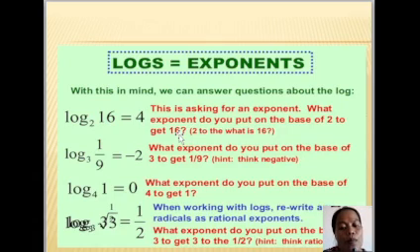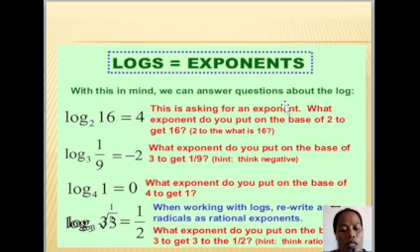Next is logarithm of 1 over 9 to the base 3 is equal to negative 2. What exponent do you put on the base of 3 to get 1/9? Hence, we have to think negative since 1/9 is a fraction. So we have 3 to the power of negative 2 is equal to 1/9. And here, logarithm of 1 to the base 4 is equal to 0. What exponent do you put on the base of 4 to get 1? So we have 4 to the power of 0 is equal to 1.